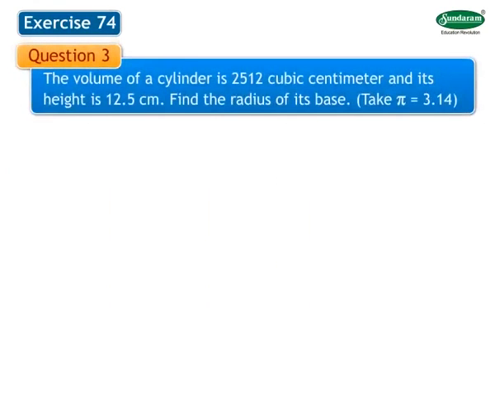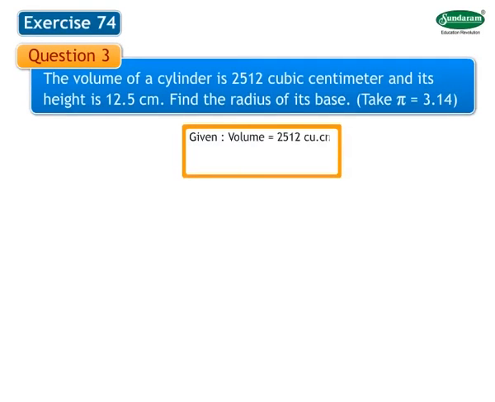3. The volume of a cylinder is 2512 cubic centimeter and its height is 12.5 centimeter. Find the radius of its base. Take pi as 3.14. Given volume of the cylinder is equal to 2512 cubic centimeter, height is equal to 12.5 centimeter. We have to find the radius.